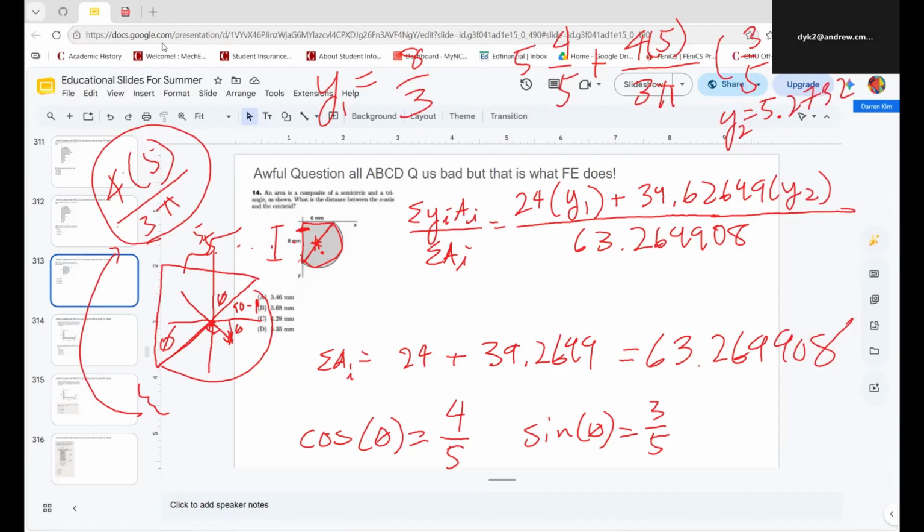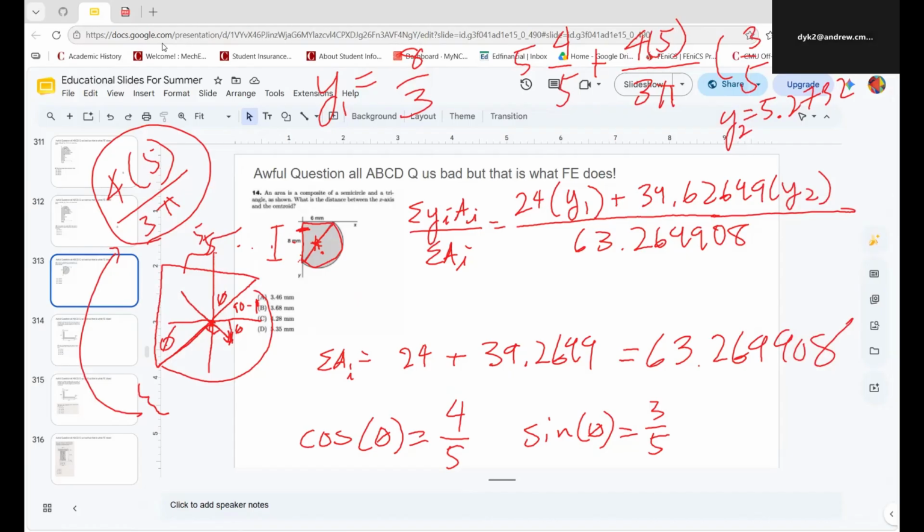5.2732. So now we plug in everything. So division 24 multiplied by, once again, 8 divided by 3 plus 3.9, no, not 3.9, 39.62699 multiplied by 5.2732 division 63.2699 equals 4.31.